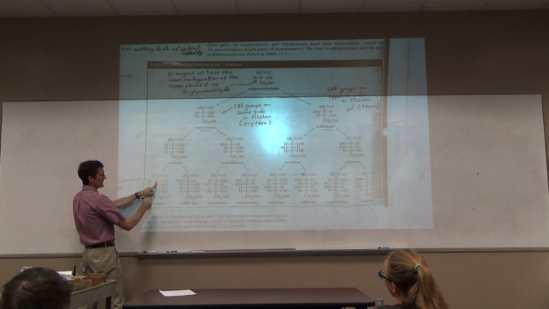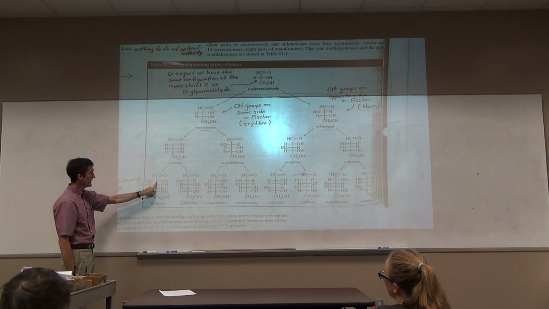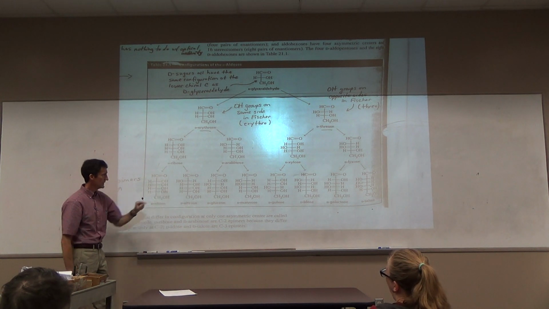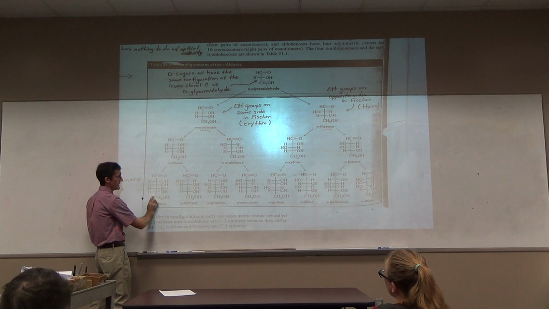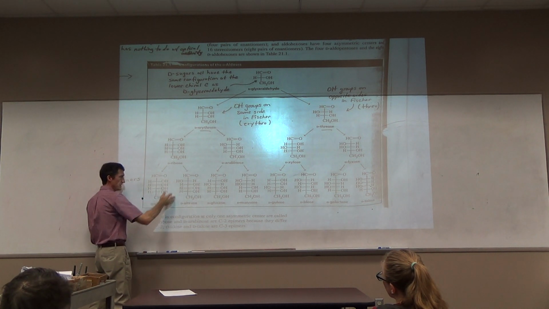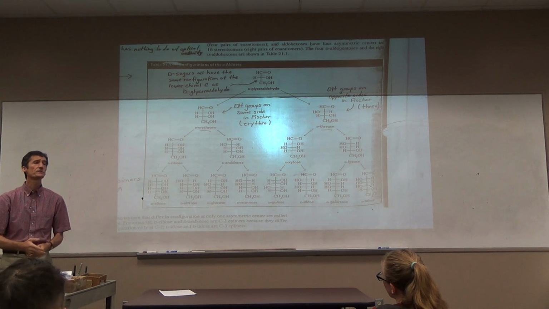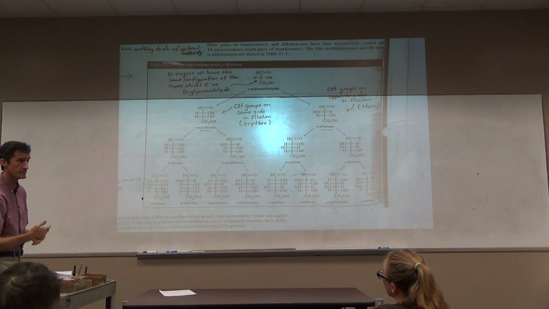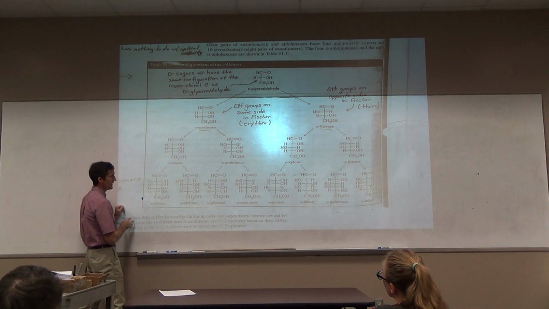If you switch in the Fischer projection, you're changing R to S. If that's R, that's S. These 3 are the same. The mirror image of this would be all over here. Not the mirror image, but it is a stereoisomer. So what's the relationship? Diastereomers, yes. These are all diastereomers of each other.